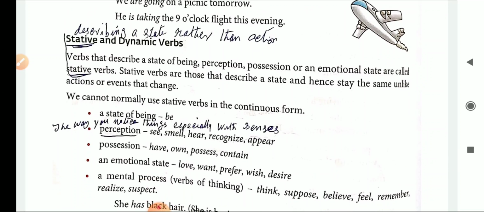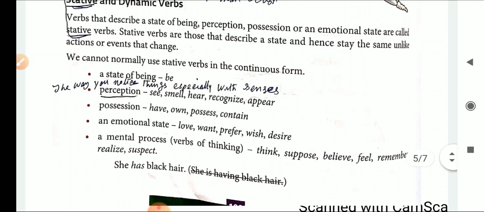Stative verbs are those that describe a state and hence stay the same, unlike actions or events that take place. We cannot normally use the stative verbs in the continuous form. This we have to learn by heart.